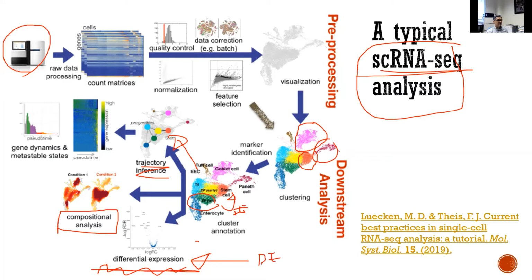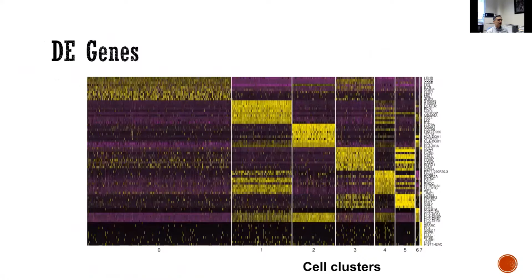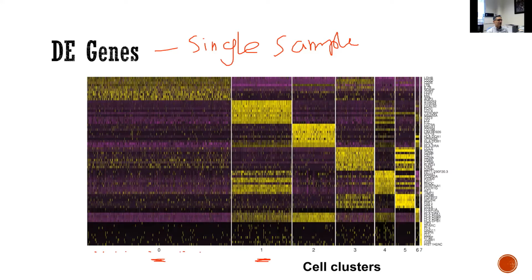Let's look at the DE analysis applied to the same sample across different clusters. You probably will get a heat map like this. This is from a single sample. To make it clear, single sample DE analysis. So you have a large cluster, cluster 0, compared to cluster 1. Those are the cells. You have more cells in cluster 0, and relatively fewer cells in cluster 1.